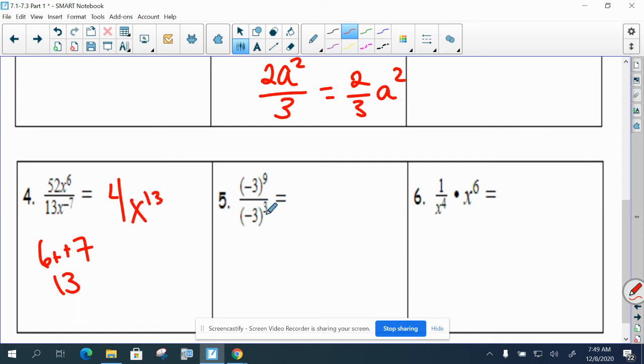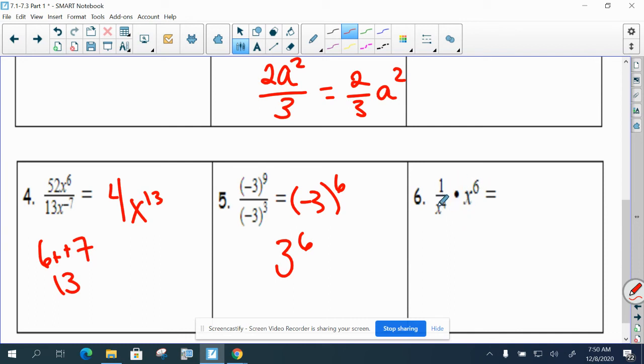All right, 9 minus 3 is 6, so then you would have negative 3 to the 6th. Now, since the negative is in the parentheses and the exponent is even, it's going to become positive 3 to the 6th. So you can't write your final answer with parentheses. You have to get rid of the parentheses and figure out if your final answer is going to be positive or negative based on the exponent. All right, here. So we have 1 to the 4th.